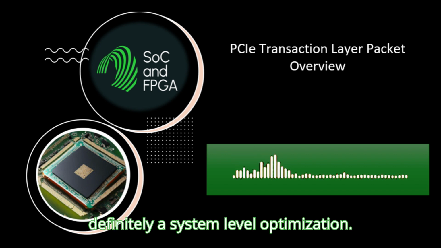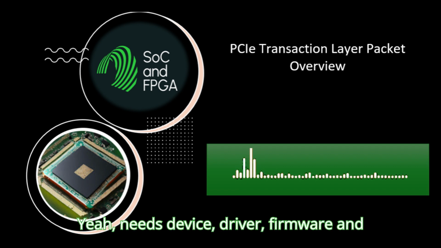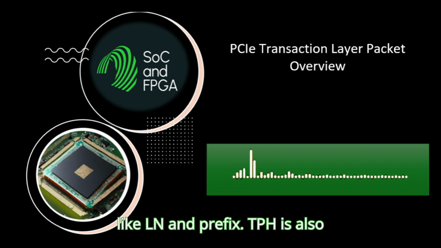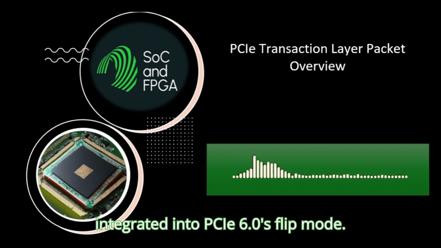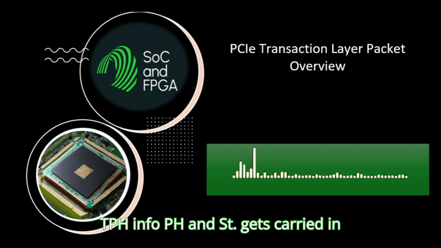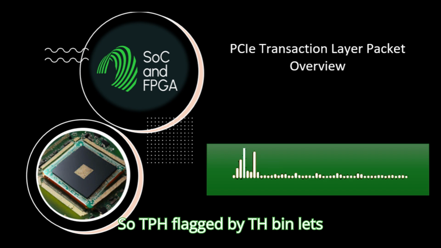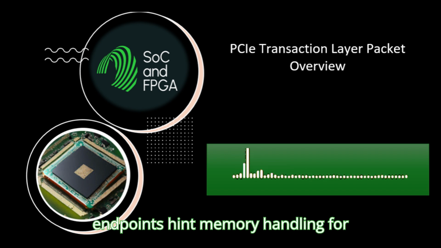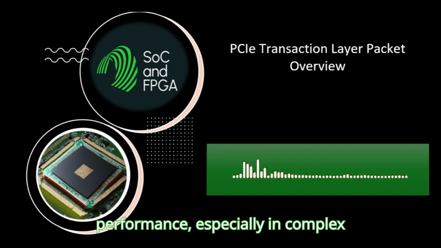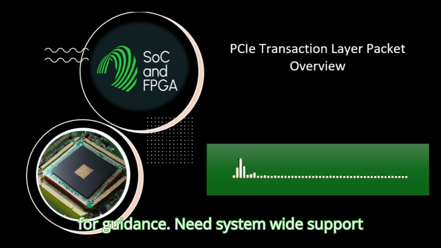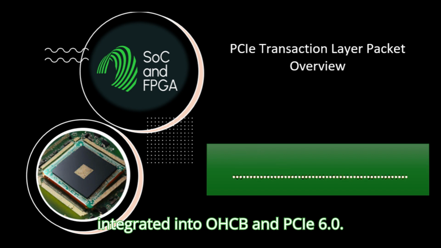Wow. So TPH is definitely a system-level optimization. Yeah. Needs device, driver, firmware, and RC all working together. Absolutely. And like LN and prefixes, TPH is also integrated into PCIe 6.0's flit mode. TPH info, PH and ST, gets carried in orthogonal header content type B, OHCB. So TPH, flagged by the TH bit, lets endpoints hint memory handling for performance, especially in complex systems. Uses PH and system-specific STs for guidance. Needs system-wide support integrated into OHCB and PCIe 6.0.